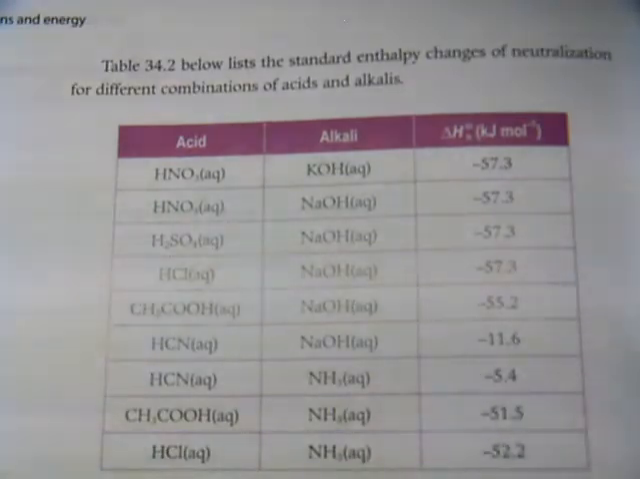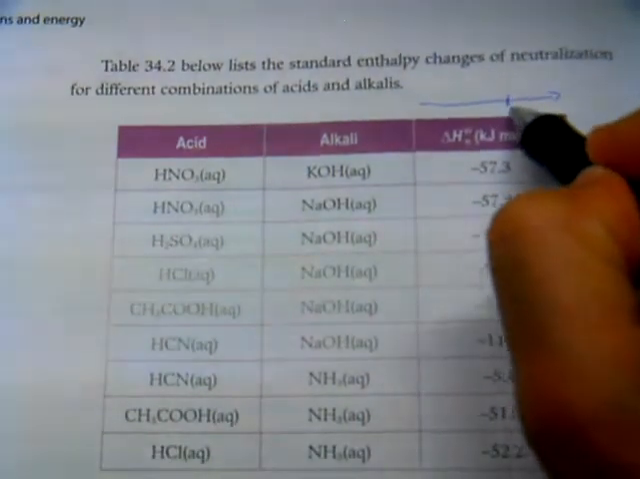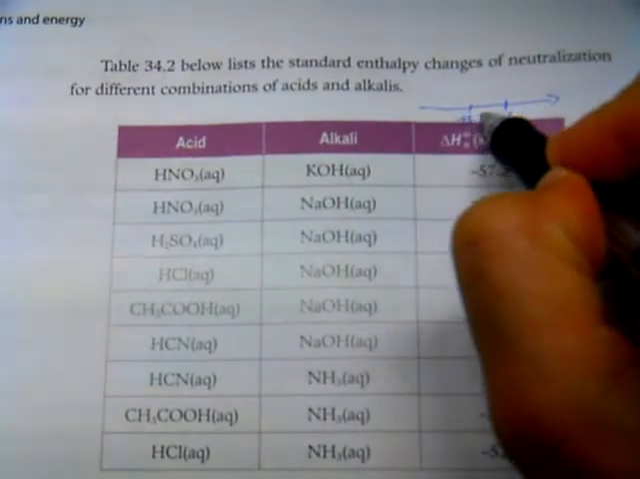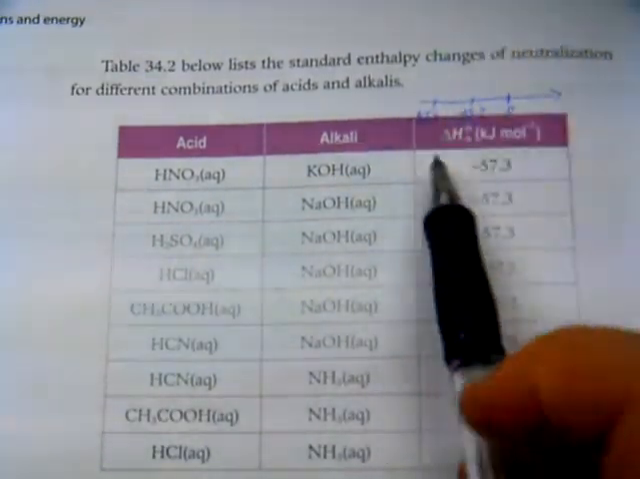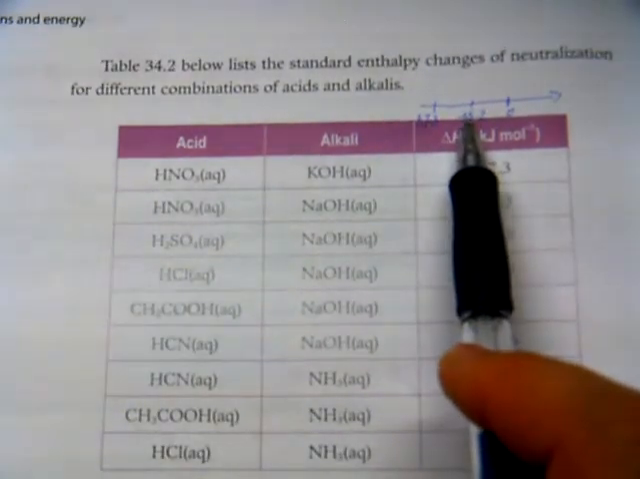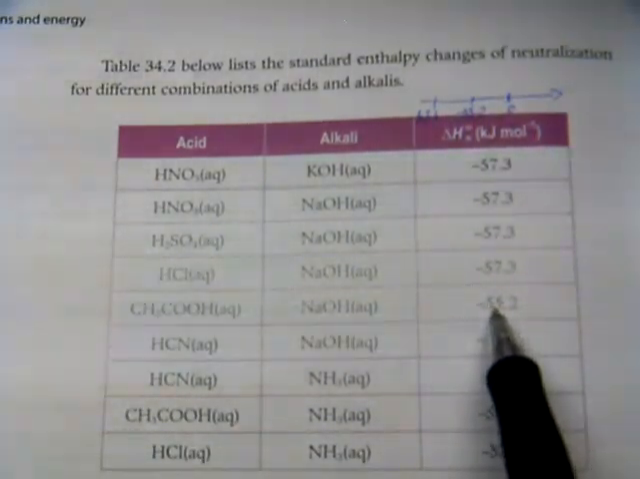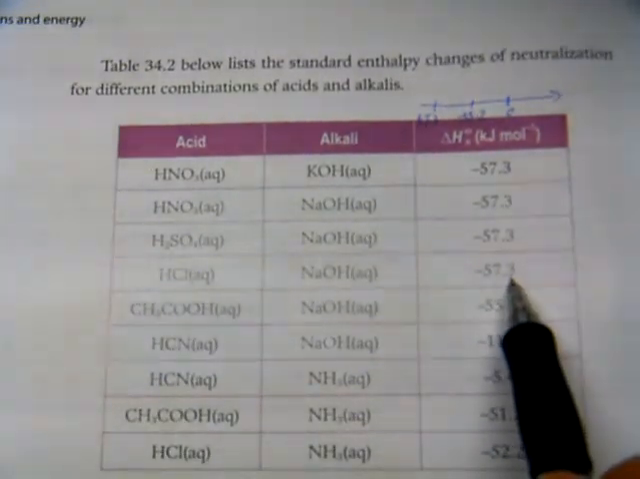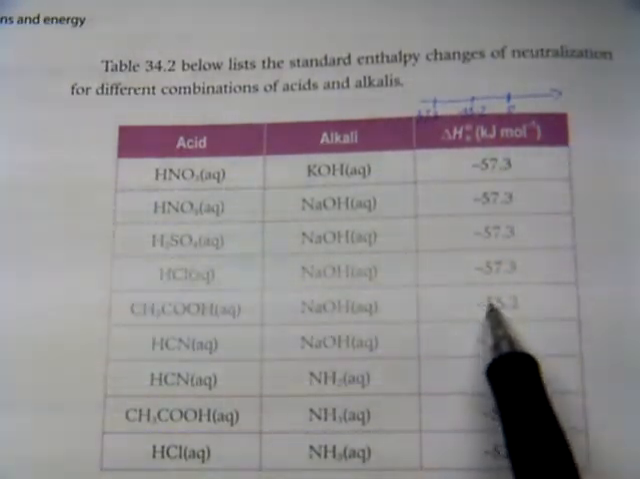Because in the usual mathematics concept, 0 is here, okay? If we have negative 55.2 here and then negative 57.3, that means negative 57.3 is smaller than negative 55.2. So if you tell me negative 55.2 is smaller than negative 57.3, it is wrong, because in the usual mathematics sense, this number should be bigger.